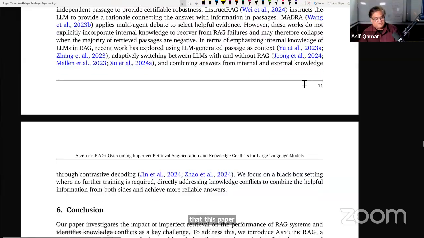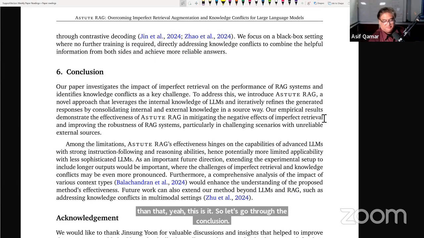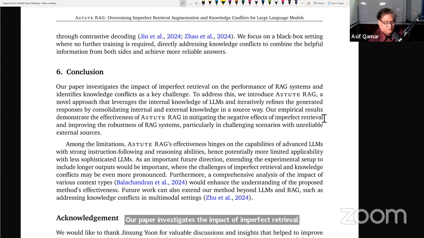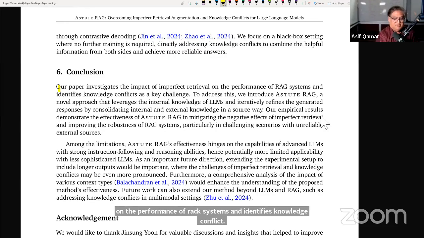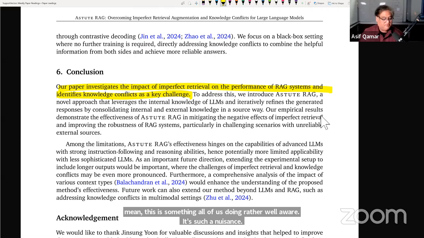Other than that, yeah, this is it. So let's go through the conclusion. Our paper investigates the impact of imperfect retrieval on the performance of RAG systems and identifies knowledge conflicts as a key challenge. And that certainly is true. I mean, this is something all of us doing RAG are well aware of. It's such a nuisance. In practical terms, we face it.